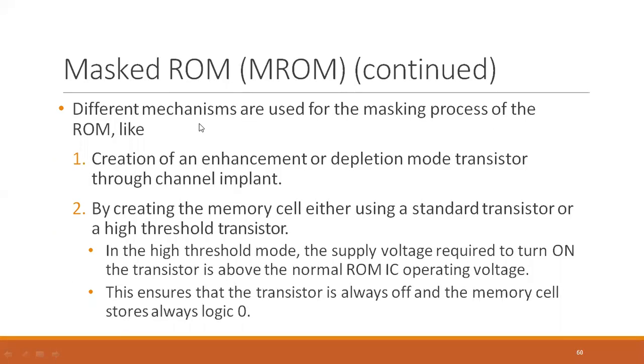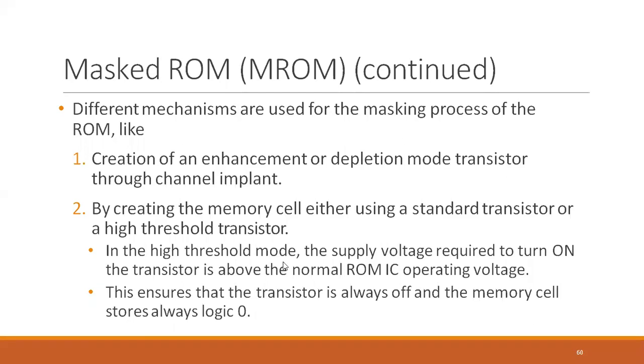Different mechanisms are used for the masking process of the ROM. One is the creation of an enhancement or depletion mode transistor through channel implant. There are some methods used for MROM. This is one method used to write the contents onto an MROM, by creating memory cells either using a standard transistor or high threshold transistors.